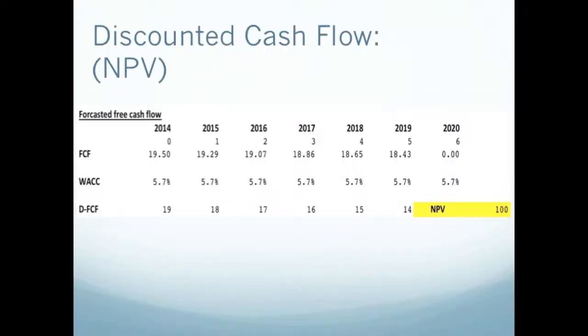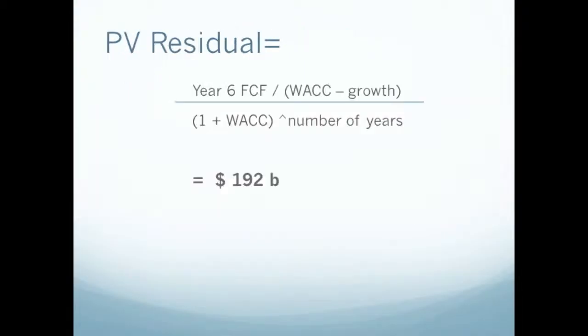Then, using the 6% WACC I've previously calculated, I discounted the free cash flow to find General Electric's net present value for the years presented below, which added up to $100 billion. In order to be able to properly evaluate the company, we must calculate the present value residual first, which was done using the equation presented that resulted in PV residual that is equal to $192 billion.